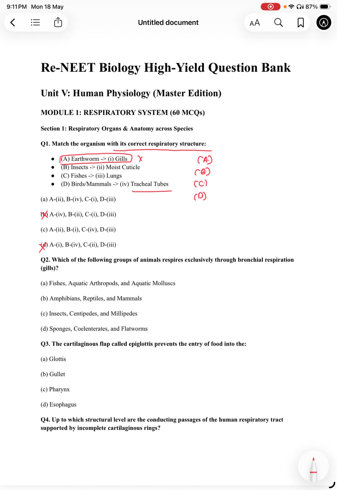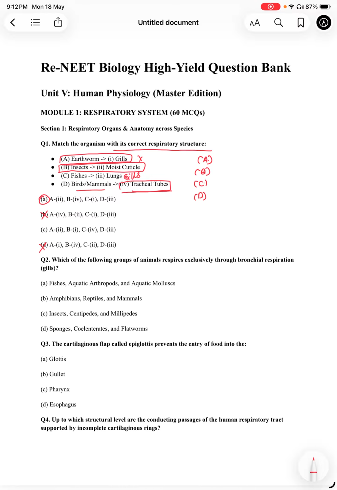We have two options with A and C. Now let's look at the next option, insects. They have given insects with moist cuticle. We know it is wrong. Is there anyone with B too? No. Insects breathe through tracheal tubes, correct? So option B with 4, yes. So we can say that option A is correct. With this we can do fishes. We know it is gills, correct? And obviously birds and mammals breathe through lungs.